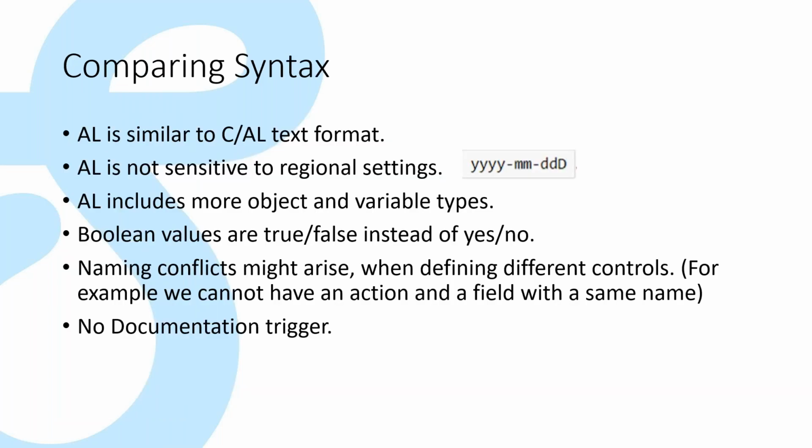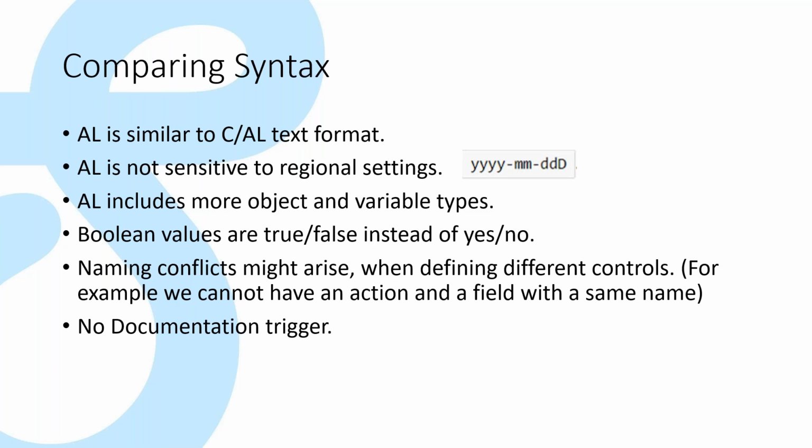So if we would compare the syntax, we can see that everything in AL language is similar to C/AL, which is in the text format. So if you would export a C/AL file into text format, you can see that it's pretty similar to AL. But there are some minor differences. For example, AL is not sensitive to regional settings, so it follows the same date structure. As you can see, the date structure is 4 digits of year, 2 of month, and 2 of day, and also the D capital.